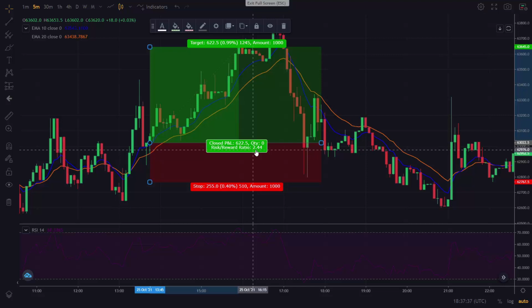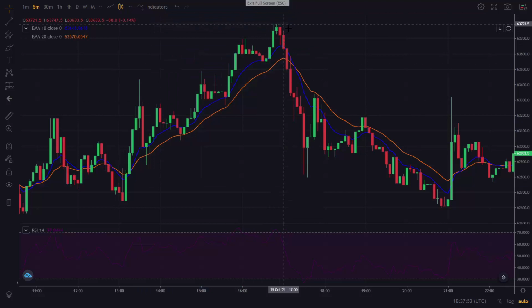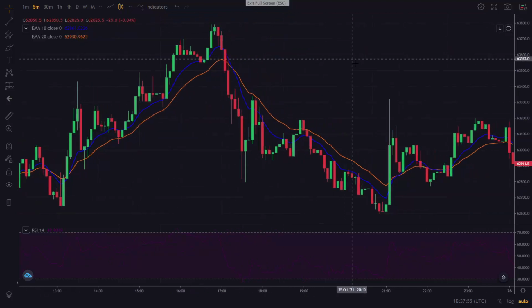So this is the long entry signal that we will be using with this strategy, and as you can see, it gives you very good returns in a short period of time on the 5-minute time frame. Now let us look for what we will want to see when we get into a short trade.